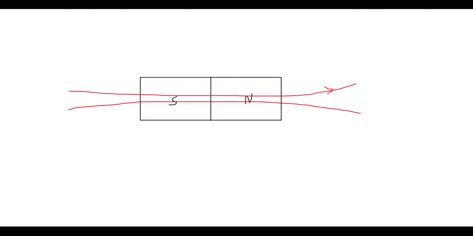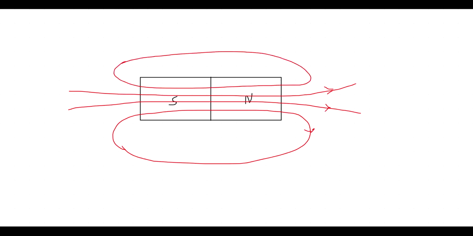And lines of magnetic field can be drawn in this way, with these red arrows. These are lines of magnetic field, and lines of magnetic field are always closed lines. They are always closed lines of magnetic field.